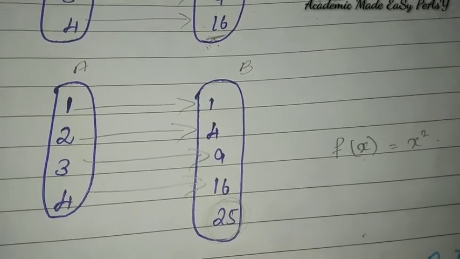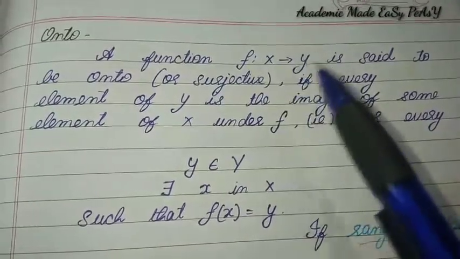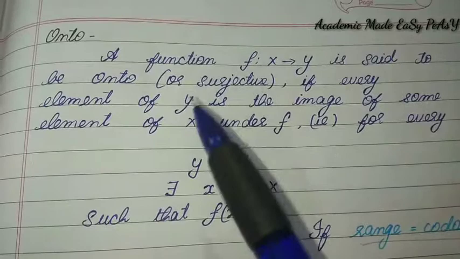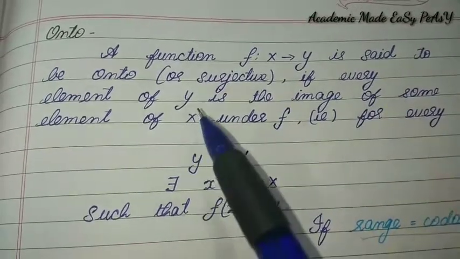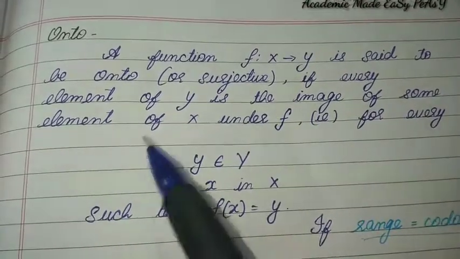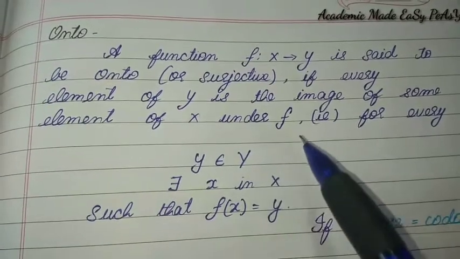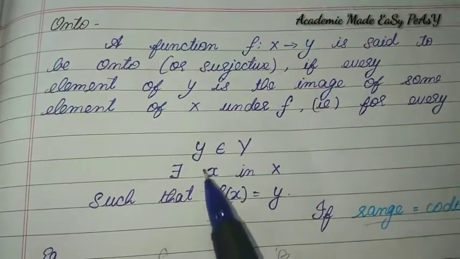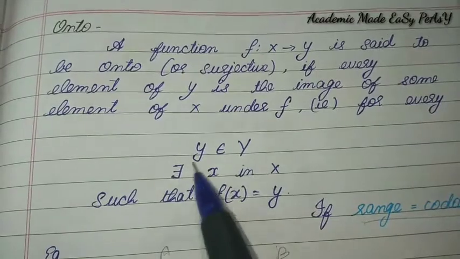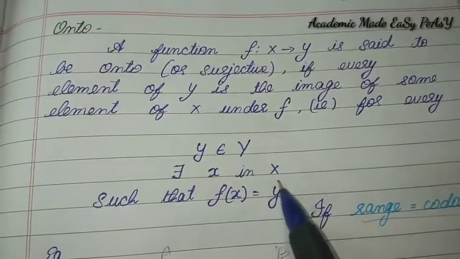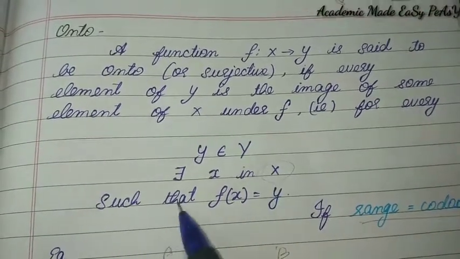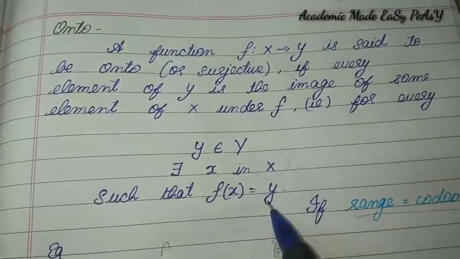The function f from x to y is said to be onto or surjective if every element of y is the image of some element of x under f. That is, for every y belonging to Y, there exists x in X, that is set X, such that f of x is equal to y.